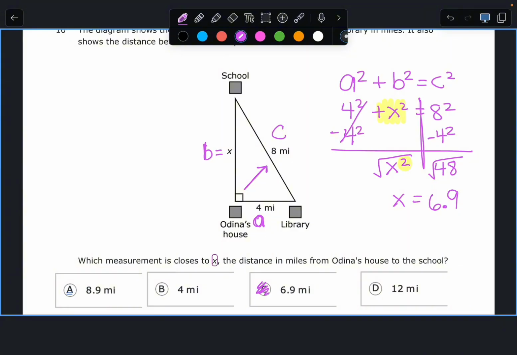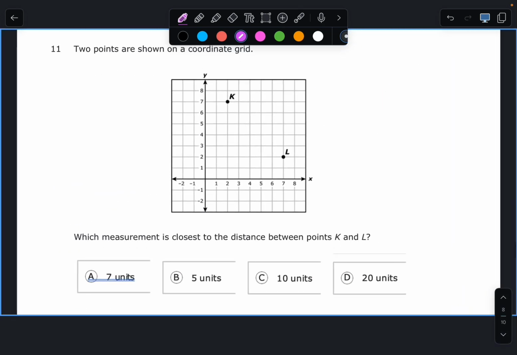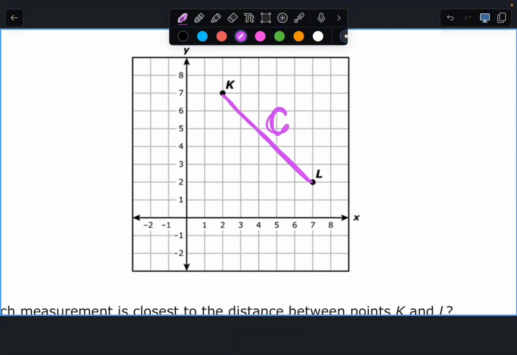All right, number 11. More Pythag, except they only give you 2 of the points. It says, which measurement is closest to the distance between K and L? Your diagonal will always be side C. Always. Now, it's not in the form of a right triangle, but I can draw a right triangle from it by using a vertical line and a horizontal line. Everybody see your right triangle? Yes. Okay.